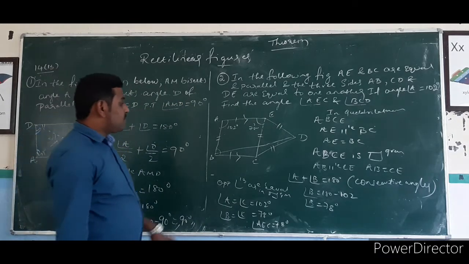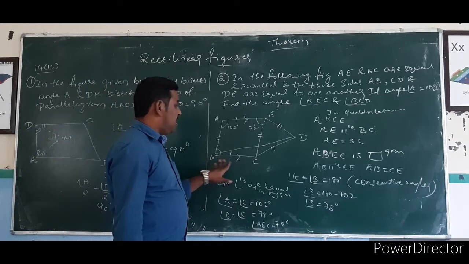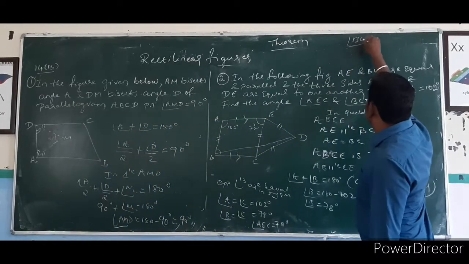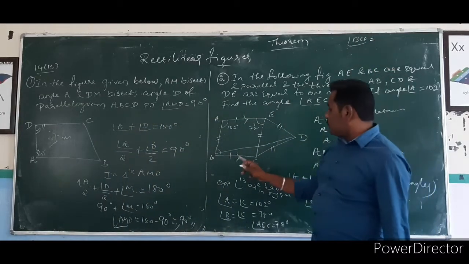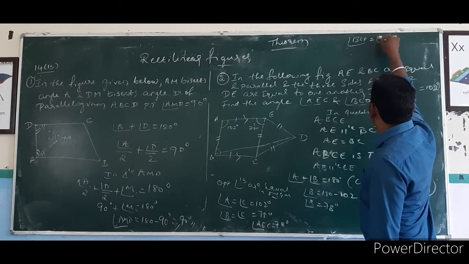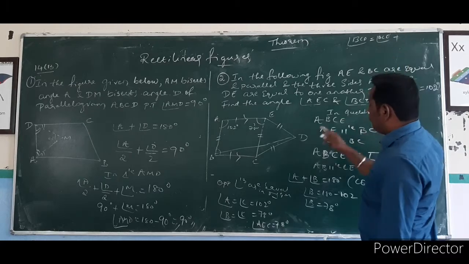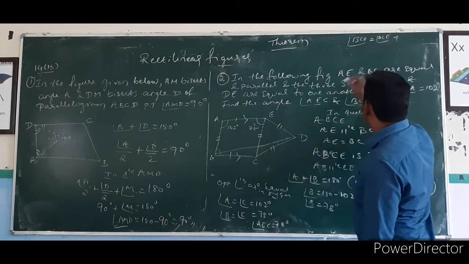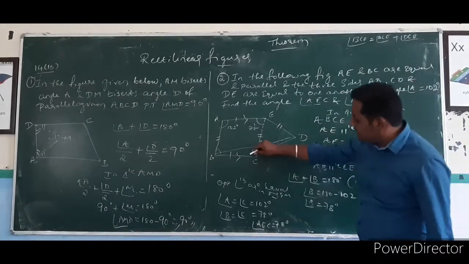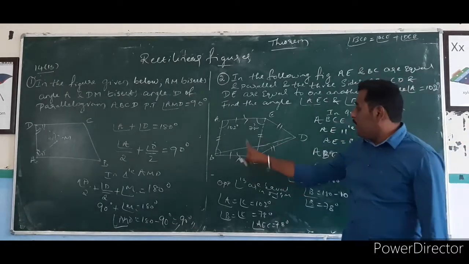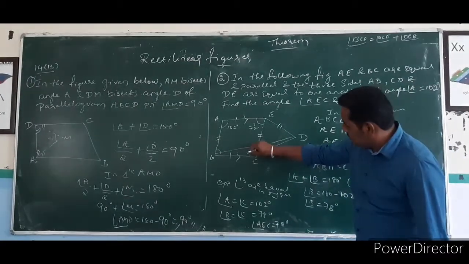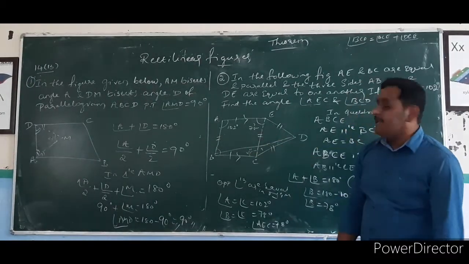Now we want to find angle BCD. Angle BCD is equal to, look, BCD includes two angles. One is BCE plus one more is DCE. We know this angle, how much? 102. Opposite angles of a parallelogram are equal. This is 102. Now we want to find this other angle.